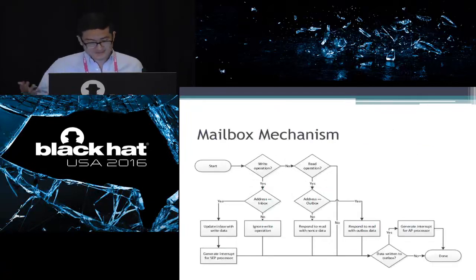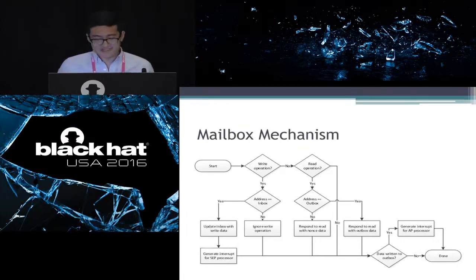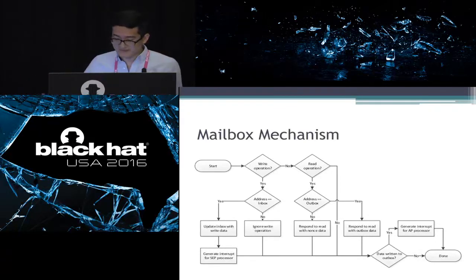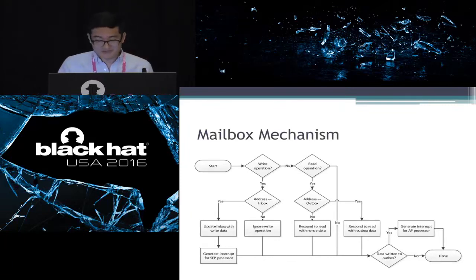So this is a chart that's very much like a chart in one of Apple's patents, and it just illustrates that the mailbox mechanism and the filtering mechanism seem tightly interwoven. Especially since, when the AP tries to read an address that's not the outbox register, the filter responds to it with what Apple calls nonce data, which in practice is just all zeros.